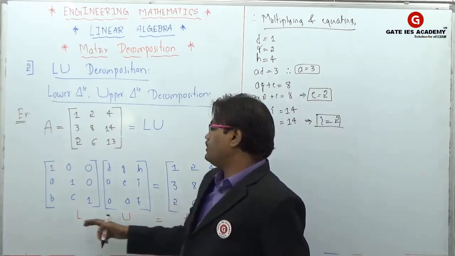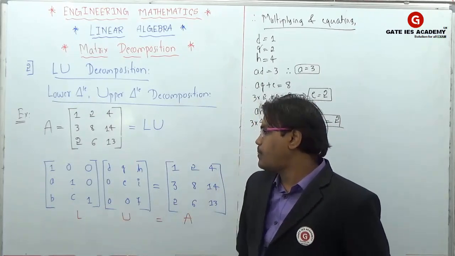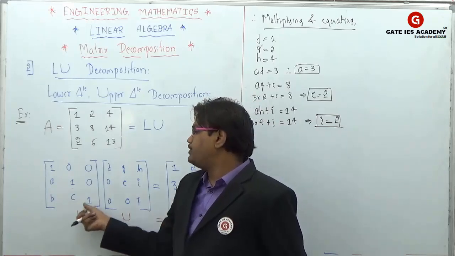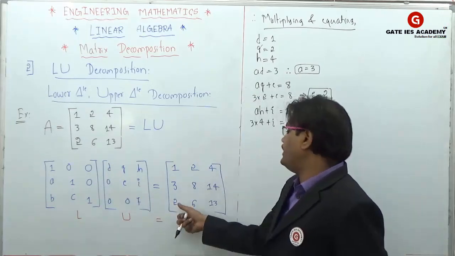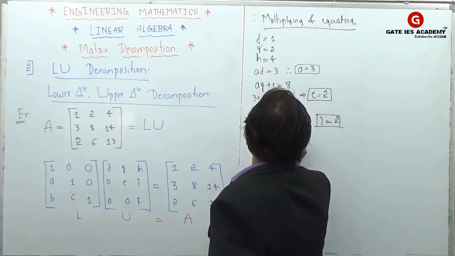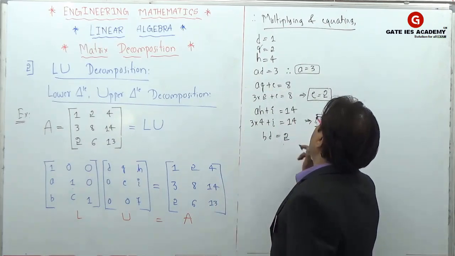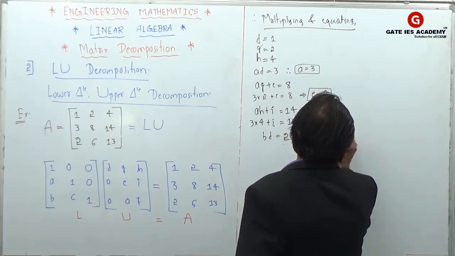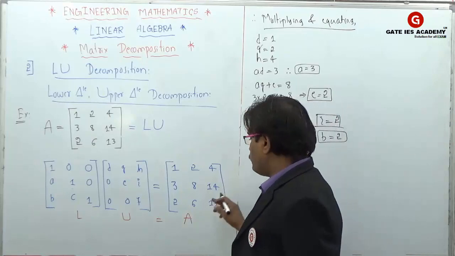Now go to the third row, first column. B, C, 1 multiplied with the first column gives BD, which equals 2. D is known to be 1, therefore B equals 2. Like this, all the values need to be found.